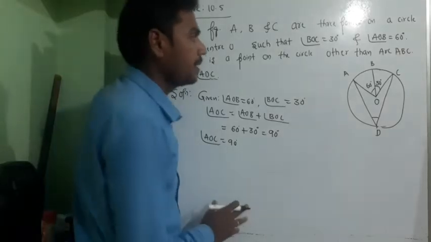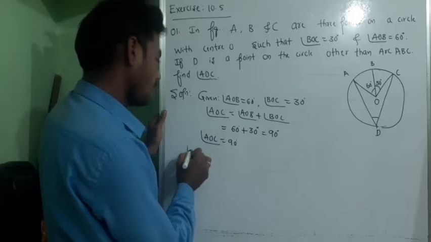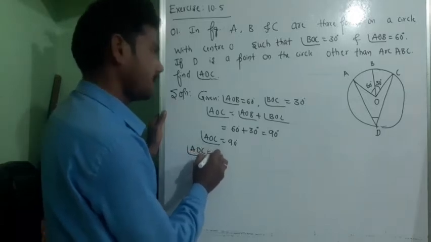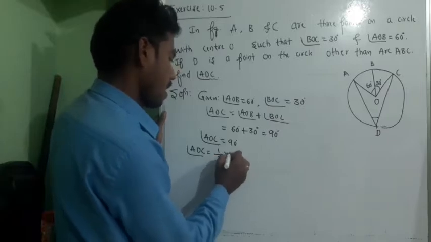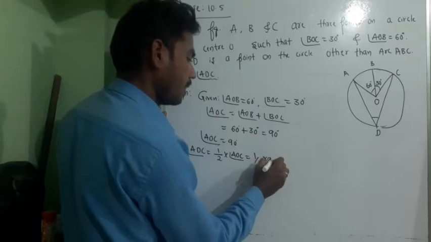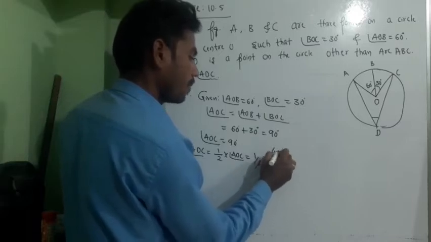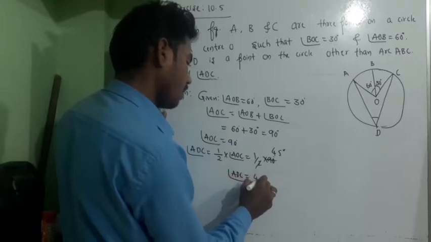So if we apply that theorem, what are we going to get? Angle ADC is equal to 1 by 2 times angle AOC, which is equal to 1 by 2 times 90 degrees, which is equal to 45. So therefore angle ADC is equal to 45 degrees.